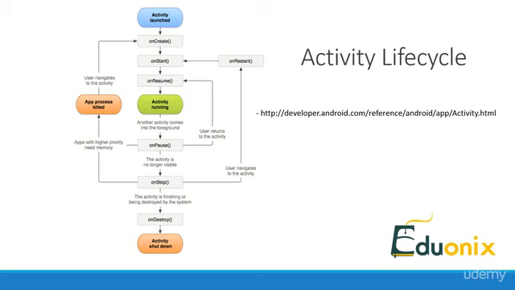The onDestroy callback is called before the activity is destroyed. This is the final call the activity will receive. It could be called either because the activity is finishing or because the system is temporarily destroying this instance of the activity just to save space. You can distinguish between these two scenarios with the method isFinishing.